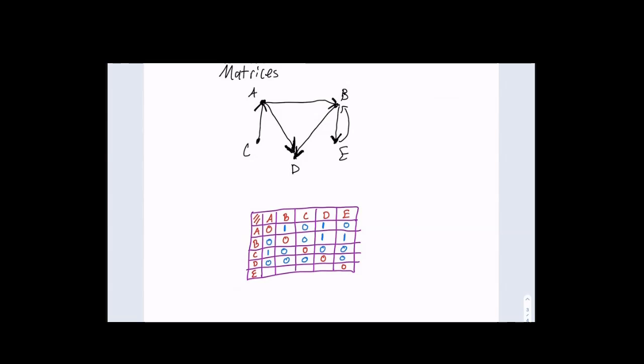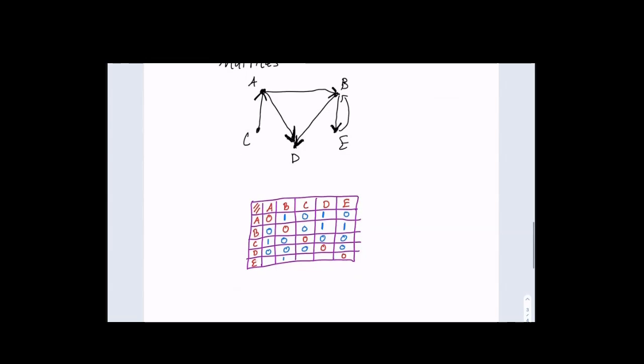And finally, E just communicates to B. So I put a 1 for E communicating to B, and that's all it communicates to. So zeros and zeros. That's the answer.